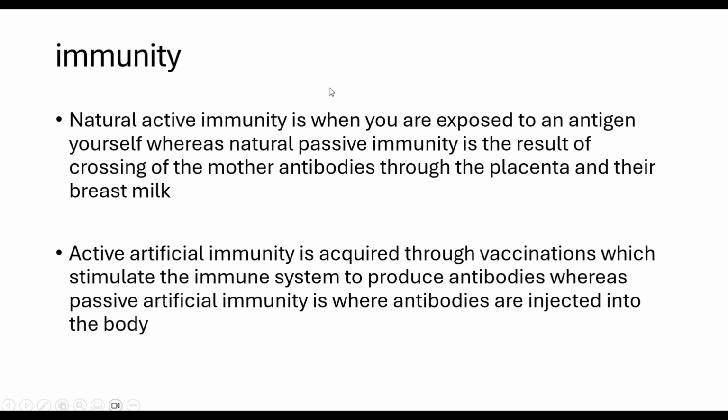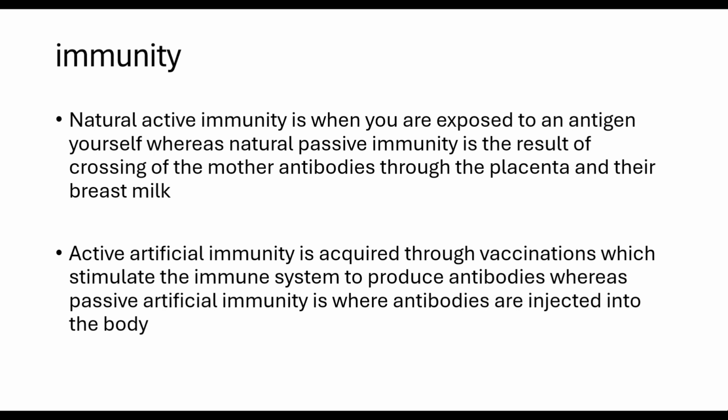So obviously, natural active immunity is when you're exposed to an antigen yourself, whereas natural passive immunity is a result of antibodies crossing from a mother through the placenta and her breast milk. So a mother gives antibodies to the child through the placenta when she's pregnant, or through her breast milk. Anything active means your body produces it. Anything passive is when you get it. So these are both natural because they're not artificial, but one's active, one's passive.